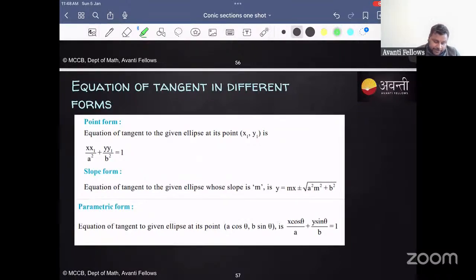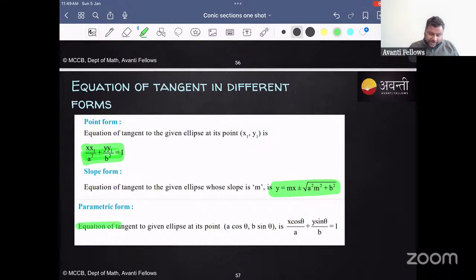Now, equation of tangent in different forms. Tangent in point form can be obtained by replacing x square by x x1 and y square by y y1. So equation of tangent at x1, y1 will be x x1 upon a square plus y y1 upon b square equals to 1. Now equation of tangent in the slope form m is y equals to mx plus minus under root of a square m square plus b square.